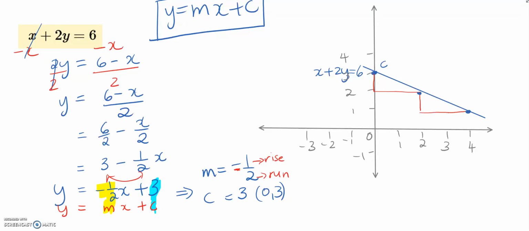All right, so that was the first part on how we can draw a line using the intercept and gradient method. Now we're going to do the second part, where we are going to use other methods to draw a linear function.